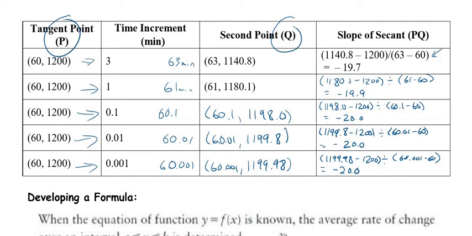So we can conclude that, therefore, the instantaneous rate of change, which I'm abbreviating to ROC, is negative 20.0 liters per minute. Sorry, I think I might have said seconds a couple times. It should be minutes. Okay.